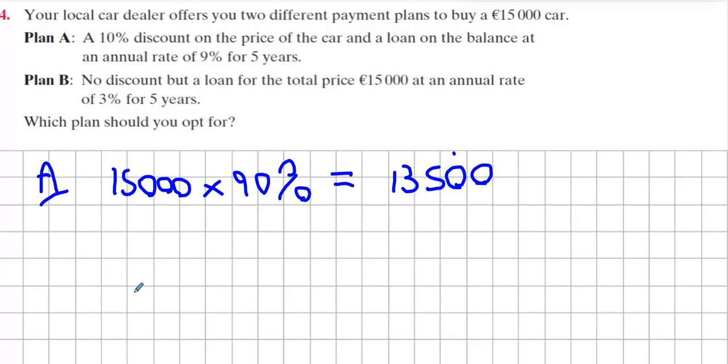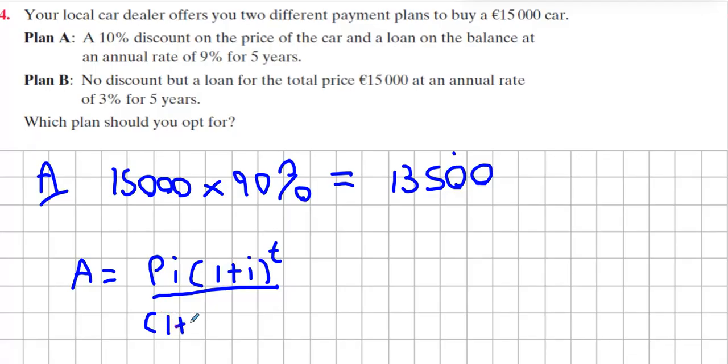So because it's a loan, we know we can use our repayment methods, isn't it? A equals P I, 1 plus I to the power of T, all over 1 plus I to the power of what, guys? T minus 1.